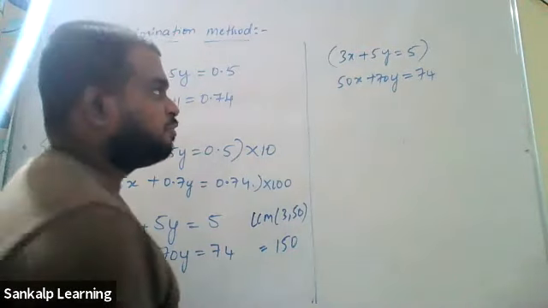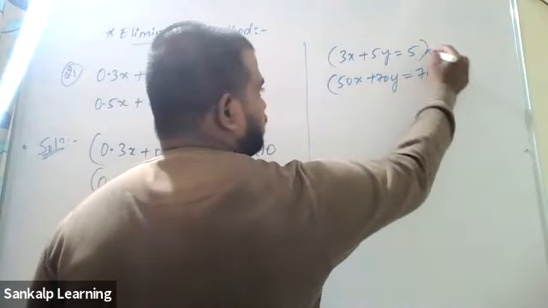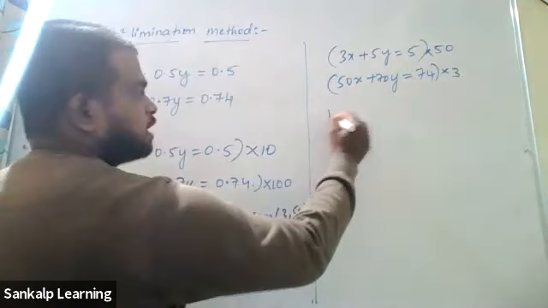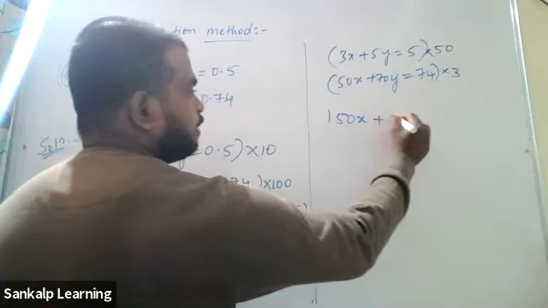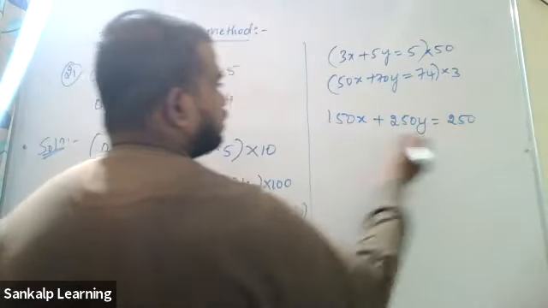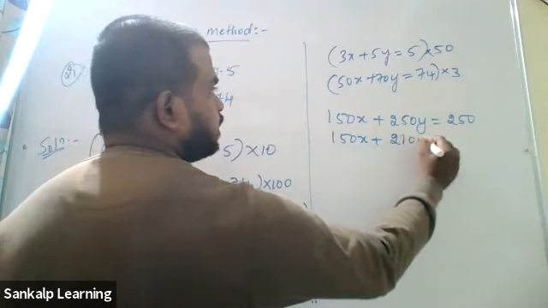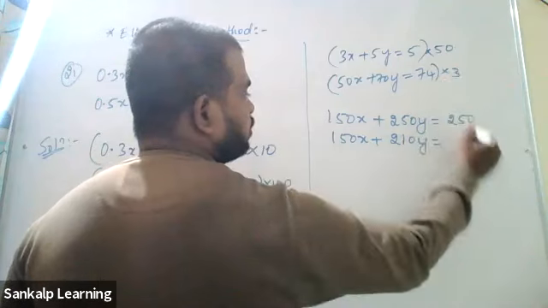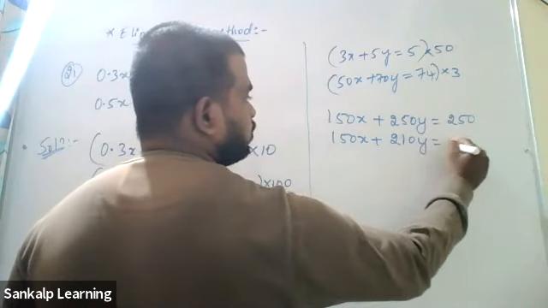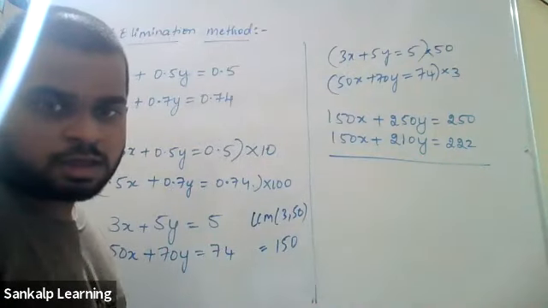Okay, what should we multiply 3 by to get 150? 3 into 50, right? So throughout you have to multiply by 50. Here you have to multiply by 3. So 5 3s are 150. 5 5s are 25. 3 into 50 is 150. 3 into 70 is 210. 3 into 74. 12, 1 carry, 222. Am I correct? Yes, sir.